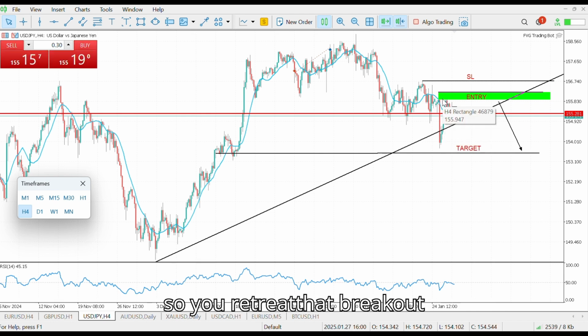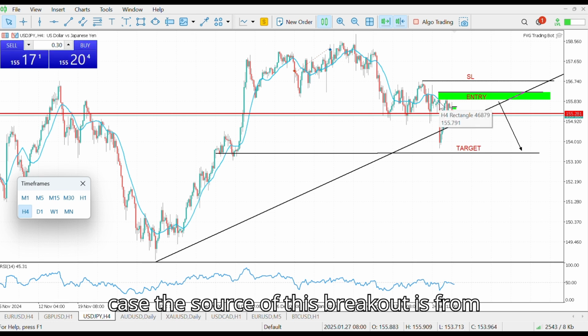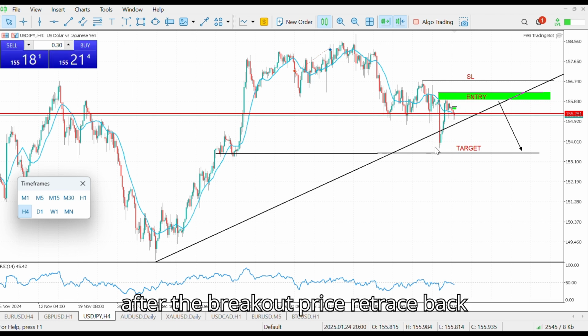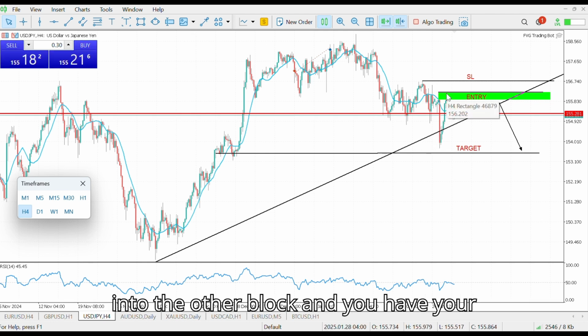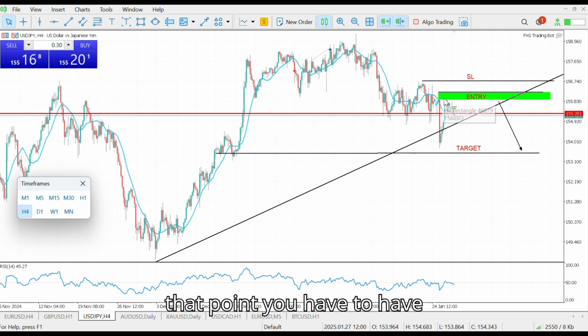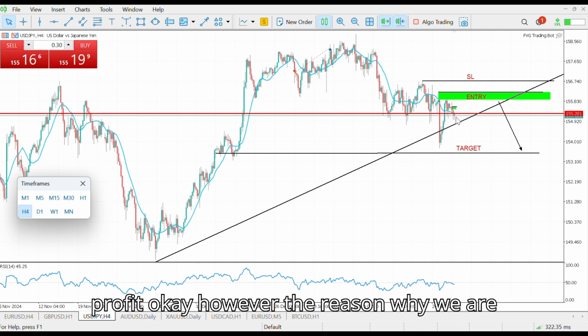So you retrace that breakout to the source. And for me, in this case, the source of this breakout is an order block. You can see that after the breakout, the price retraced back into the order block, and if you have your entry around that point, it will have activated a trade, and you should be in profit here.